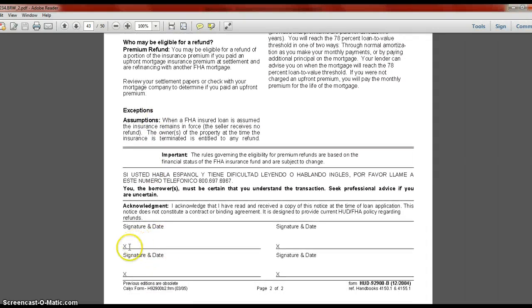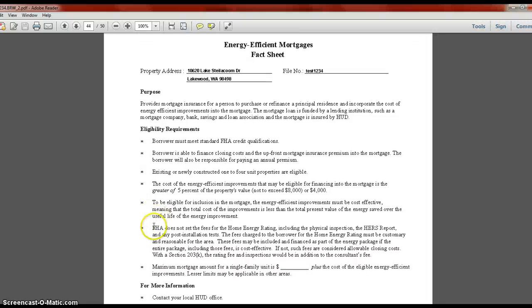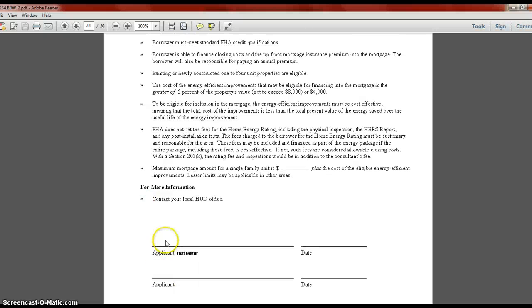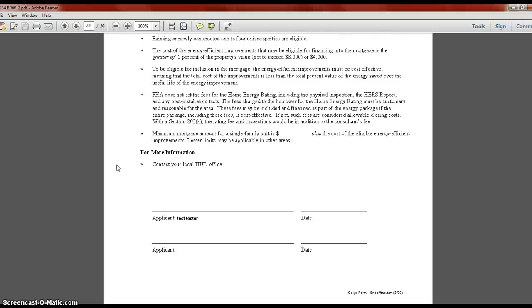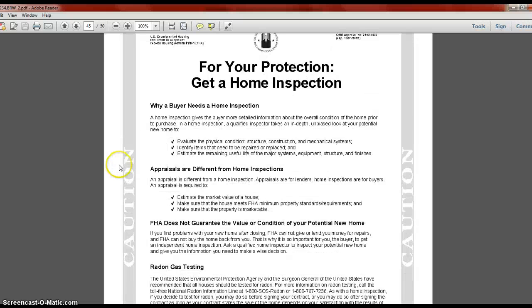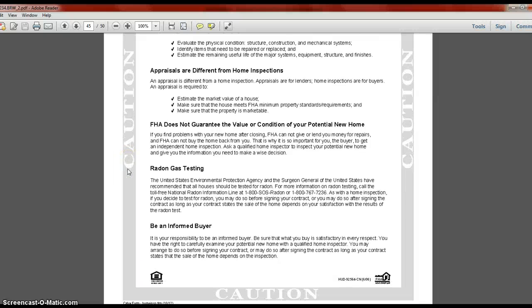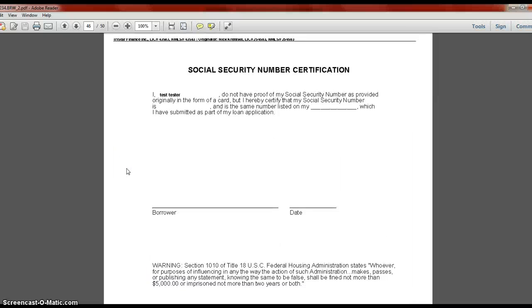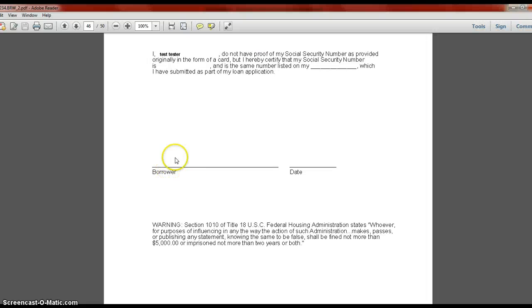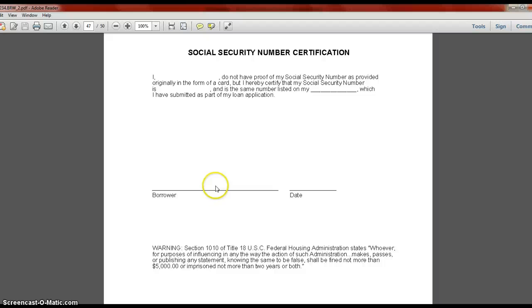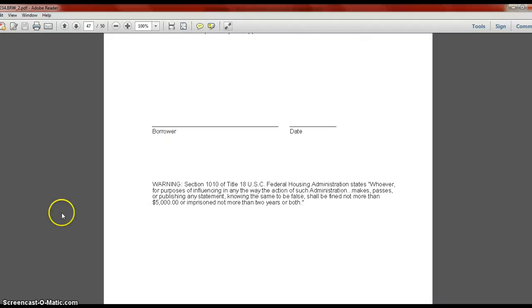Borrower, co-borrower. And the energy efficient mortgage fact sheet, you sign here, but this is only if it has to be in the pack. I've never been conditioned for it, but we always include it anyhow. And here's another Social Security number certification for the borrower, and then for the co-borrower, same form, sign there.